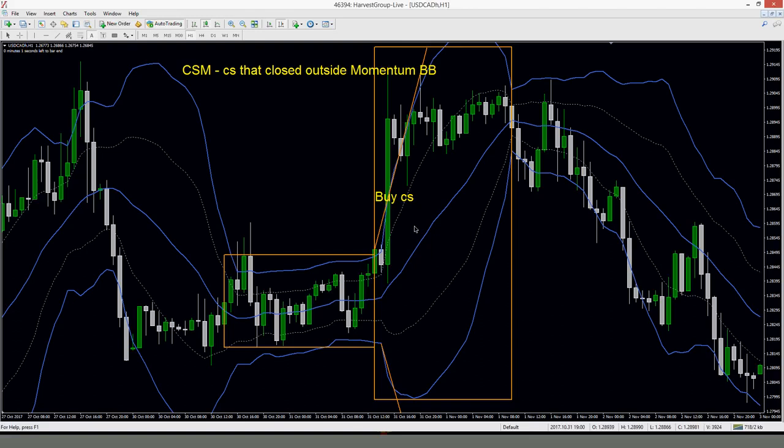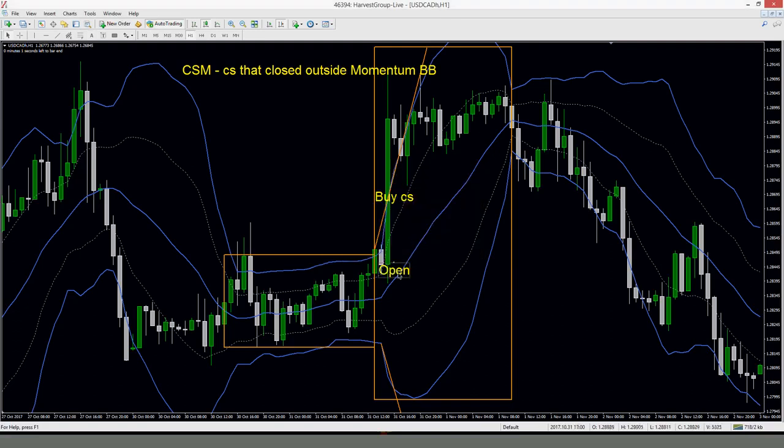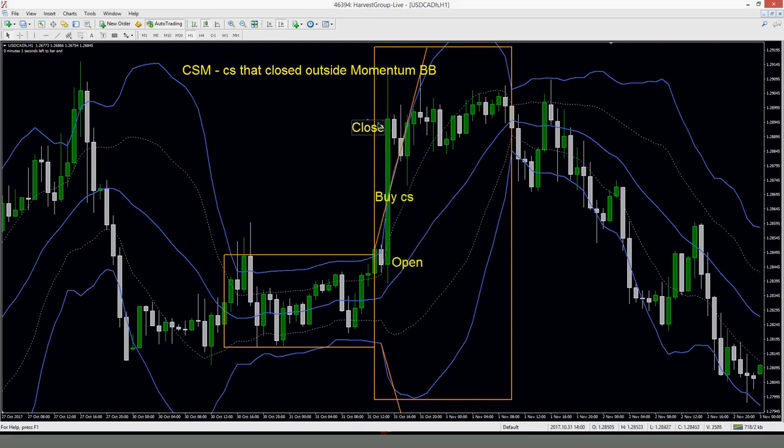The next thing you need to understand is the candlestick momentum. The definition is a candlestick that closes outside the momentum BB. Earlier on, we revised candlestick formation. So basically, what we have here is a buy candle. A buy candle opens at the bottom, and let me just close this at the top. So this is a good example of a candlestick momentum.